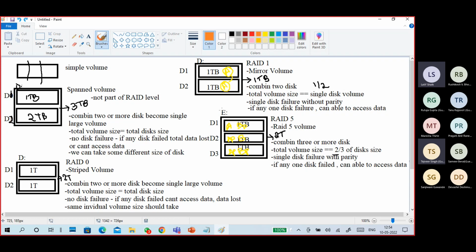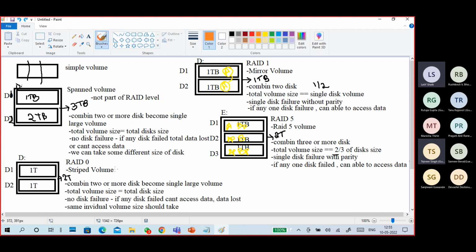Again, guys, we'll come from the starting. RAID 0, RAID 1, RAID 5. Next one is RAID 6. We don't have space, so I will tell that one in a notepad only. But important are RAID 0, RAID 1, RAID 5.